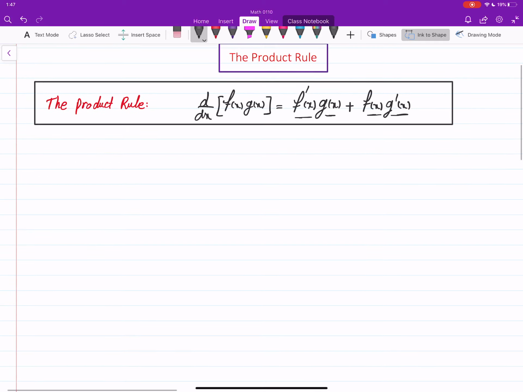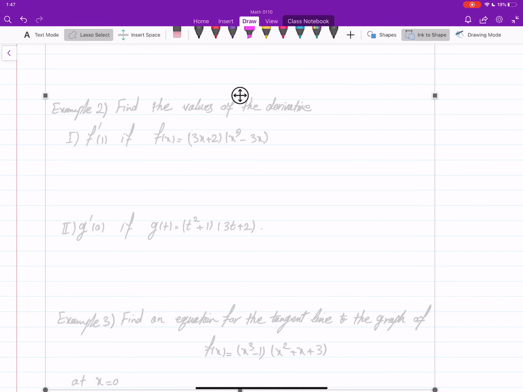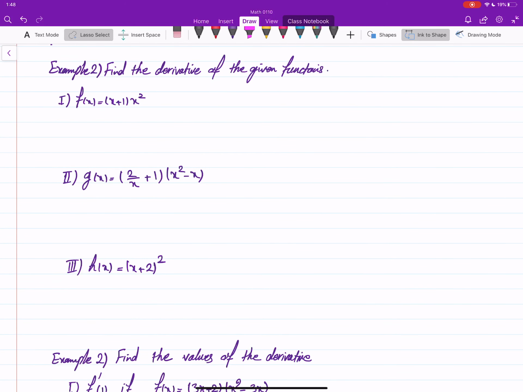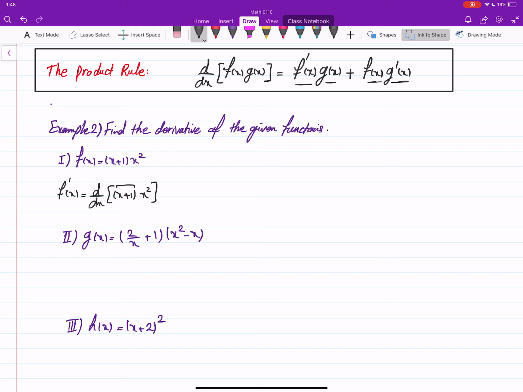Okay, so I have prepared some examples here for you. Let me just add it here. Okay, so we have the function f of x, and we want to find the derivative. So what is f prime of x? This is a product of two functions. One is x plus 1, the other one is x squared.